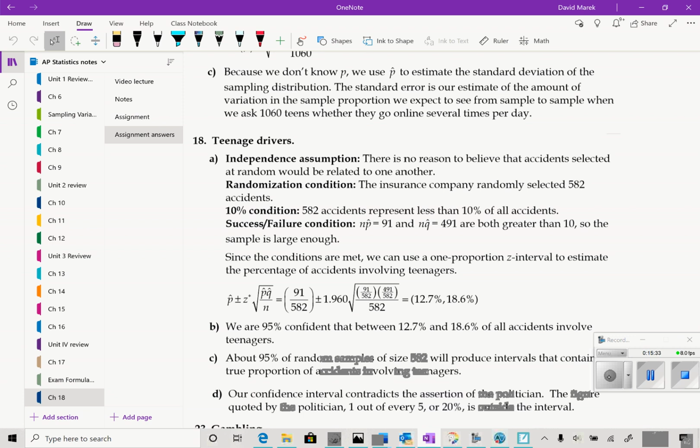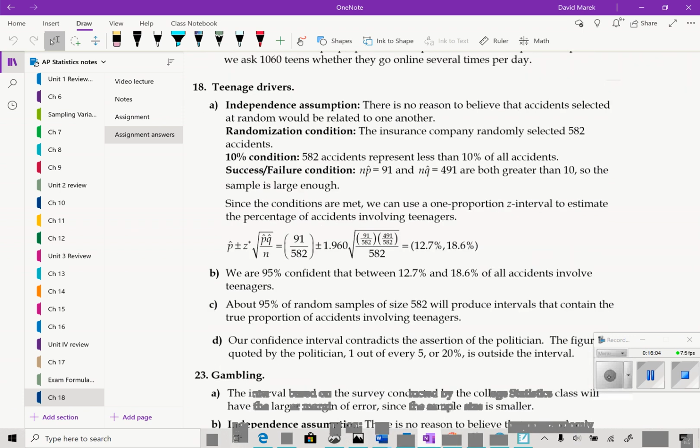And then the sample size times q hat. Okay, let's take 582 and subtract 91, and that gives us 491. Both are greater than 10, so the sample size is large enough. You have to write out all of those conditions. And again, in some cases here, you've got to demonstrate with numbers. A lot of it, you've got to demonstrate that this condition is met in written form.